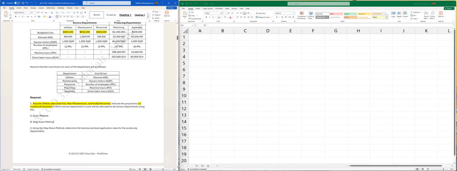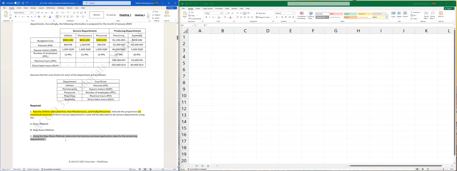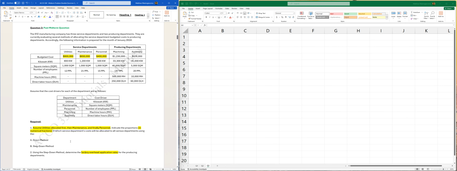Okay, then part 2, using the step down method, determine the factory overhead application rates for the production department. Okay, and last required, something we have not seen yet, how to calculate our overhead rate. So that's something that we saw in ACCO 305, okay? And we're going to go over it now here in ACCO 330, how to calculate the overhead rate in chapter 15. Okay, so that's a little bit of a trick, but we'll get after it.